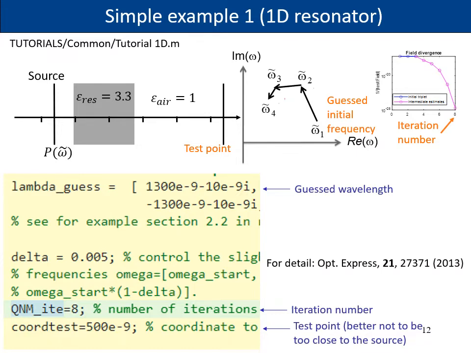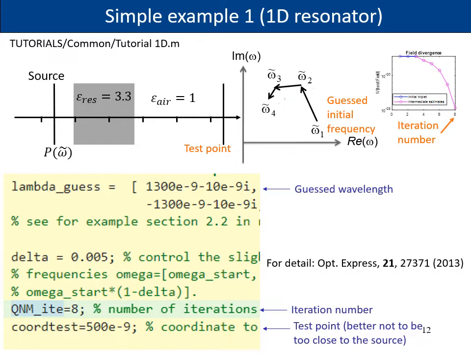In the source code, you can also define the iteration number. In general, the precision of the algorithm will increase with the increase of the iteration number. However, we do not recommend the user to set the iteration number to be a very large value in order to avoid numerical instability issues.